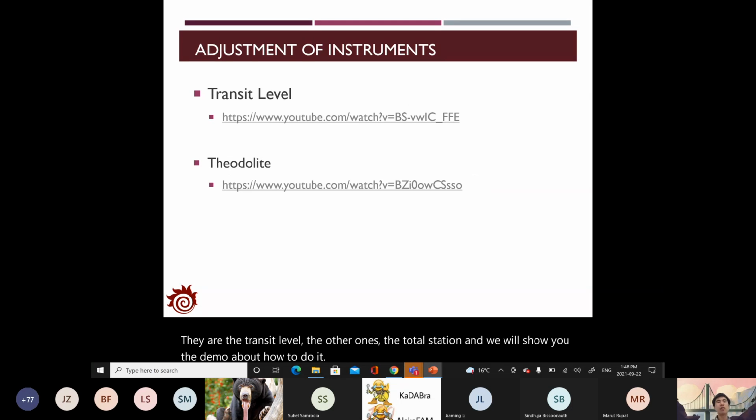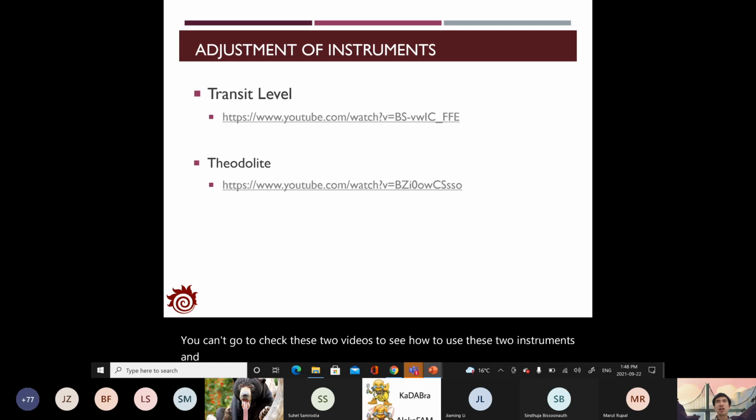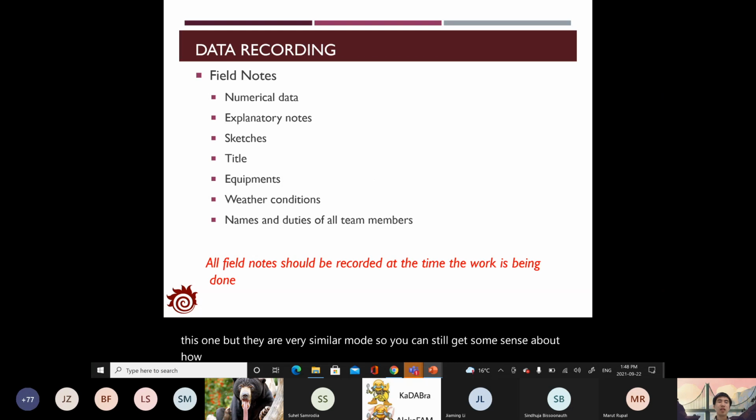Here are two videos about the transit level and the satellite. Satellite is the low version of the total station. You can check these two videos to see how to use these two instruments. The instrument in our lab is a little bit different from this one, but they are very similar models. So you can still get some sense about how to adjust the instruments.